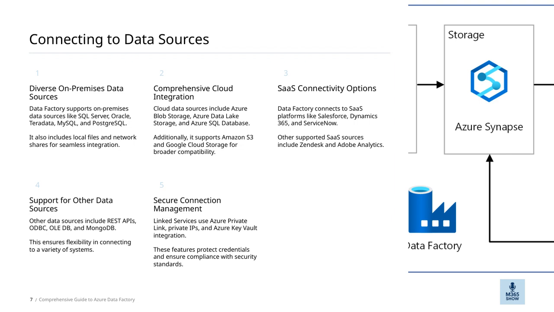Finally, Data Factory isn't limited to cloud or SaaS. It also connects to on-premises data sources like SQL Server, Oracle, Teradata, MySQL, and PostgreSQL. It even handles local files and network shares, providing a seamless bridge between your on-premises environment and the cloud. Together, these features highlight how versatile and comprehensive Data Factory is when it comes to connecting to all kinds of data sources, whether cloud, SaaS, or on-premises, supporting your entire data integration journey.